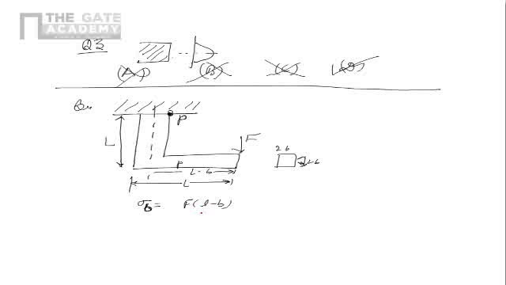Now I is nothing but, we know that the height and width are 2b each, so that is 2b multiplied by (2b) to the power 3, multiplied by b, which is y, which is half of 2b, right? So this is the bending stress.